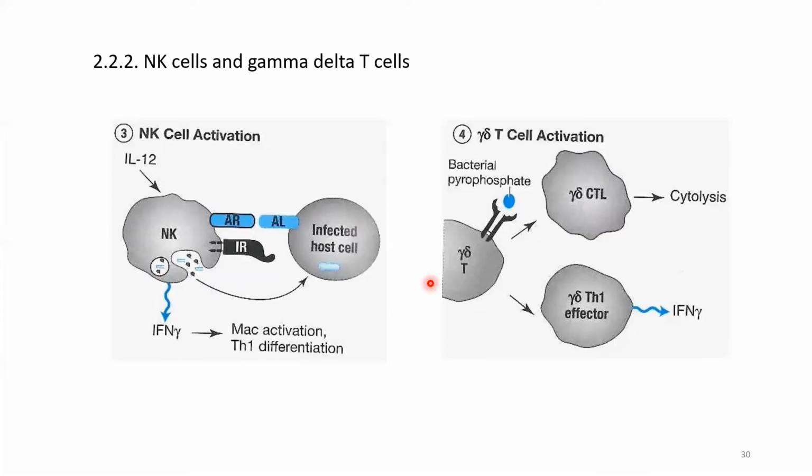But we have NK cells. If you remember, NK cells use activating receptors and inhibitory receptors in order to recognize whether this is an infected cell or a healthy cell. The infected cell normally has a different expression of MHC class 1. So NK cells know, and they can produce perforin and granzyme in order to cause apoptosis of infected cells. And we also have gamma delta T cells that can produce mediators to cause cell lysis.